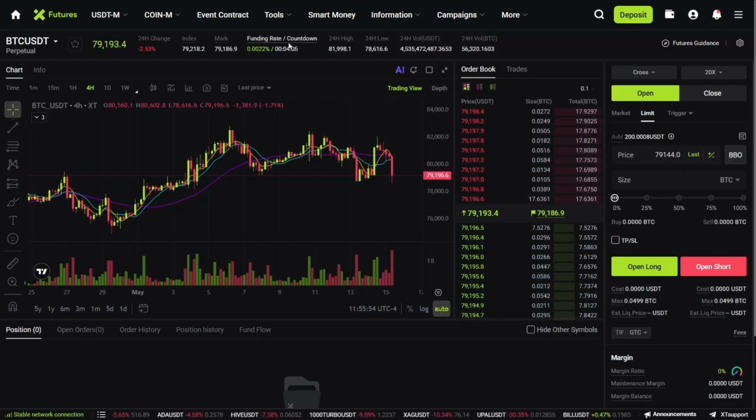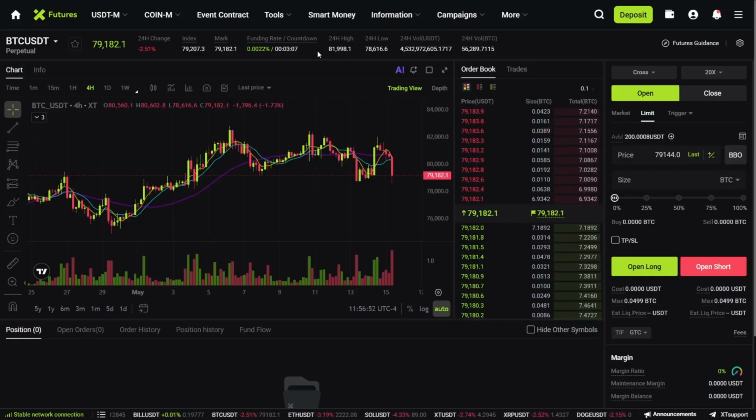To the right of this, we have something called the funding rate / countdown. The funding rate is a small fee paid between traders to keep the futures price close to the spot price. If the rate is positive, long positions pay shorts, and if it's negative, shorts pay longs. So right now we can see that the rate is slightly positive, so longs will be paying shorts.